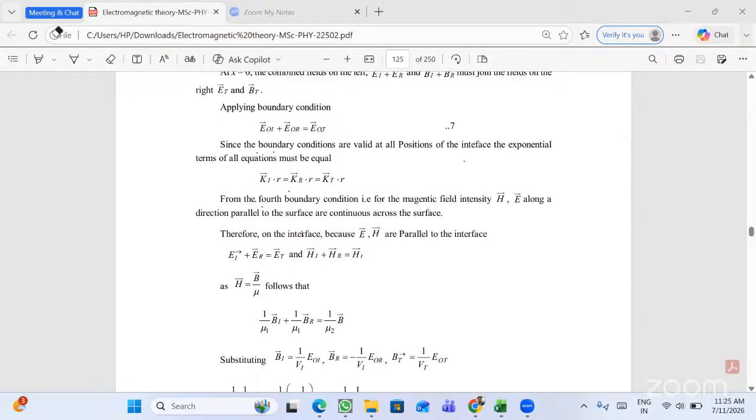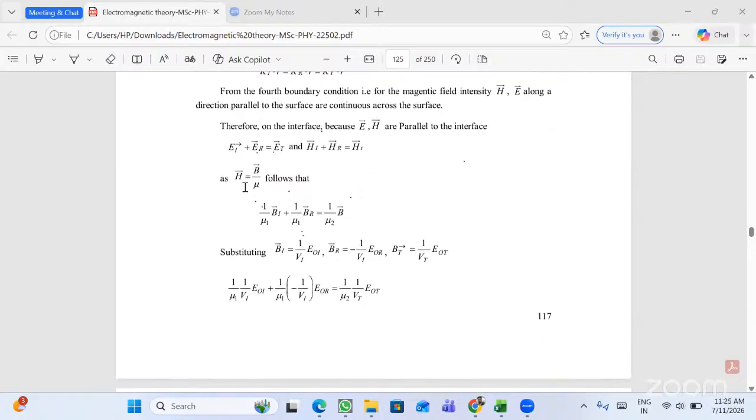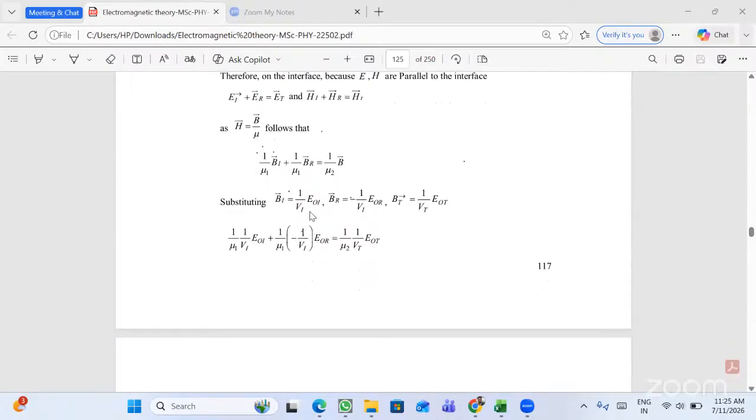By taking that into consideration, here we are writing EI plus ER is equal to ET, HI plus HR is equal to HT, and the corresponding equations. Simply H we can write as B by mu. Now these values we are substituting here. If you observe here, the incident wave will have a positive sign, whereas the reflected wave will have a negative sign. Why? Because the incident wave is traveling in this direction, and the reflected wave is traveling in the opposite direction. So that is the reason why we are writing the minus sign.